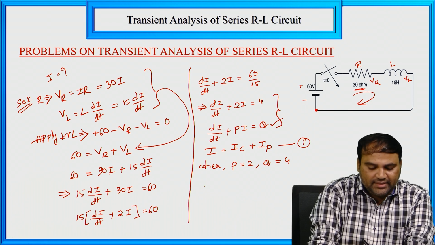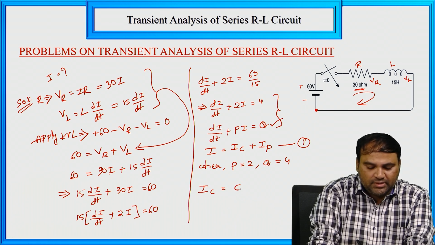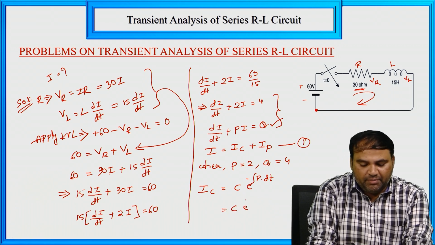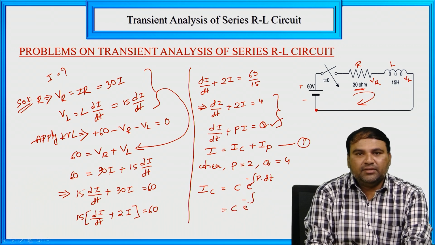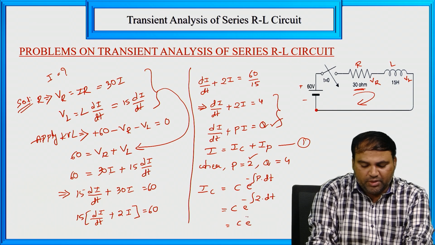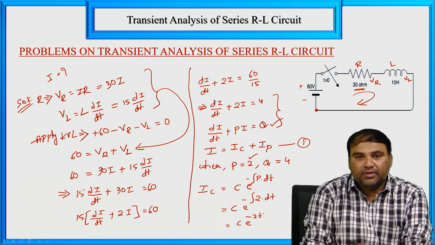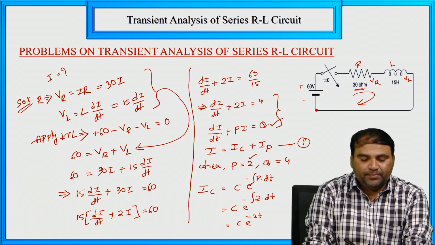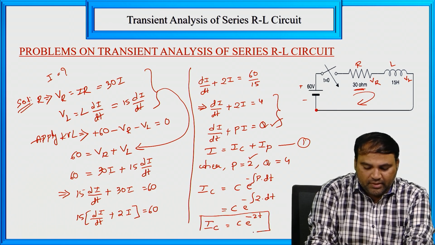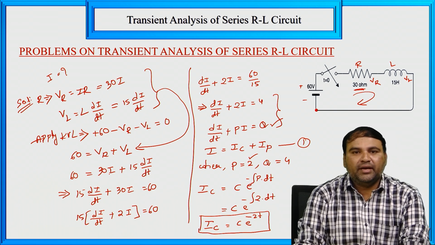Now find IC, where IC equal to C into e to the power of minus integral of P dt. P we already know is 2, so IC equal to C into e to the power of minus integral of 2 dt. The integral of 1 dt is t. So the complementary function IC equal to C into e to the power of minus 2t.